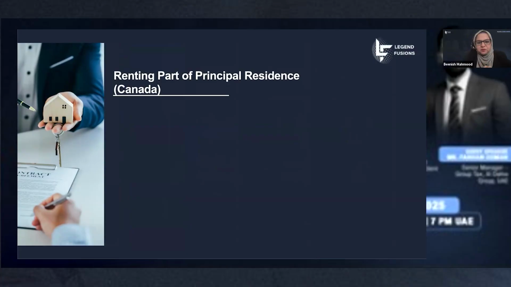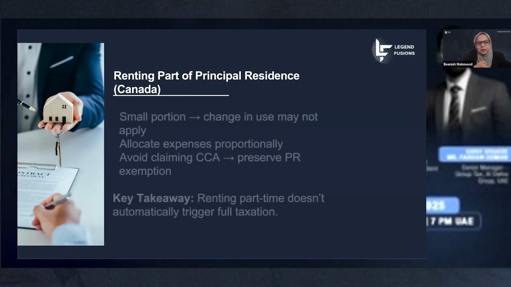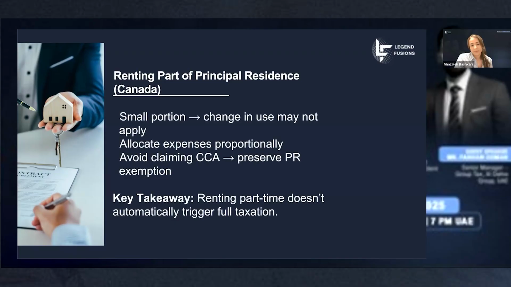Yeah, this is very common, especially in our Desi community. We mostly rent out a portion of our building. And if you're renting out just a part of your principal residence, like a basement, or even sometimes people rent out a single room, the CRA looks at whether the portion had a change in use. Normally, converting a full property to a rental triggers a deemed sale at fair market value, as I had mentioned before, and that can lead to capital gains later.